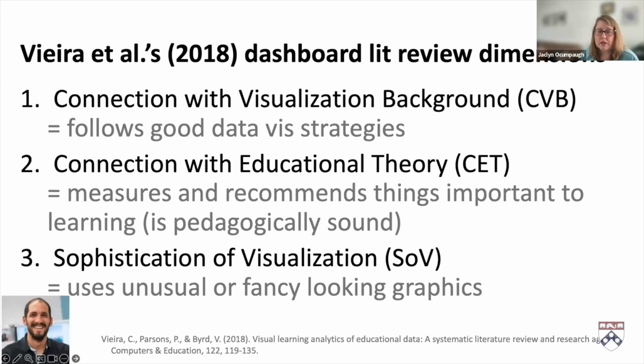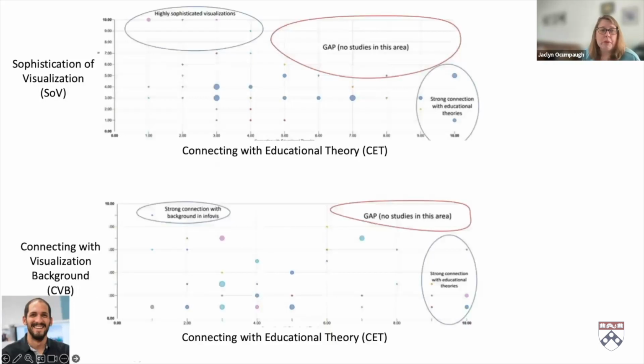Now, this measure essentially came down to whether or not they were using unusual or fancy looking graphics. And I'm not crazy about this as being a priority. But what they found was that if we looked at the sophistication of visualization, right, that's the fancy graphics on the left, versus connecting to educational theory, there was a huge gap, and again, there was also a gap really in sophistication of visualization more generally. I'm not particularly worried about this.